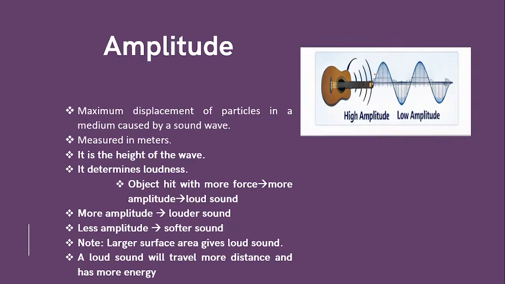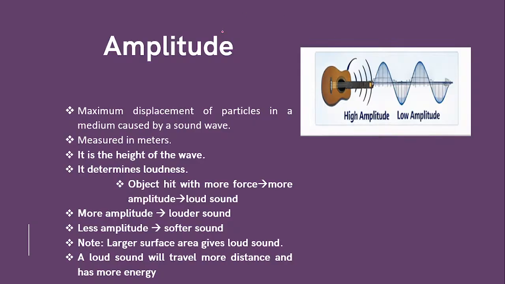And if there is more amplitude, it will create a louder sound. If displacement is more, that means high amplitude, so the sound will be louder. If the displacement is less, that means less amplitude, and you'll get a softer sound. So you can identify the difference: a louder sound has more amplitude, and a softer sound has less amplitude.